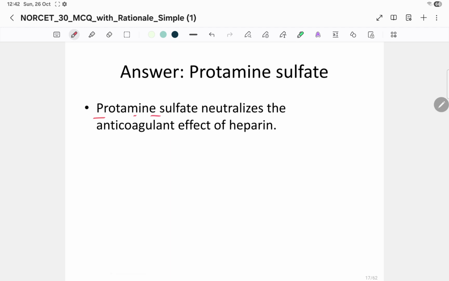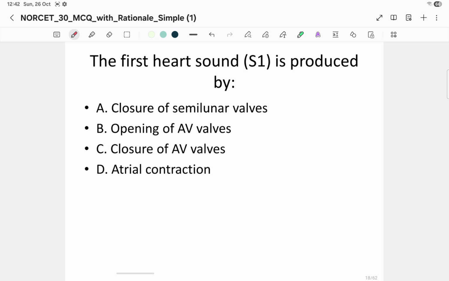Clear? Protamine sulfate neutralizes the anticoagulant effect of heparin. And it is the antidote of what? Heparin.